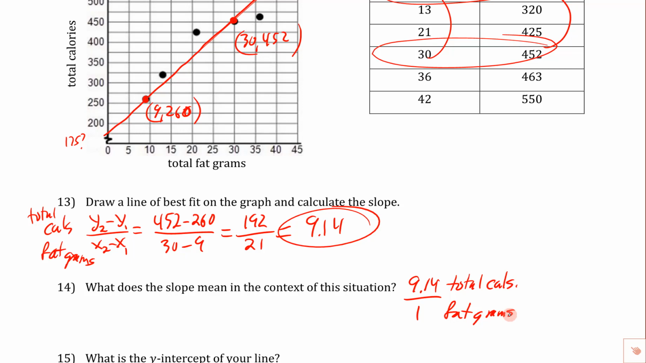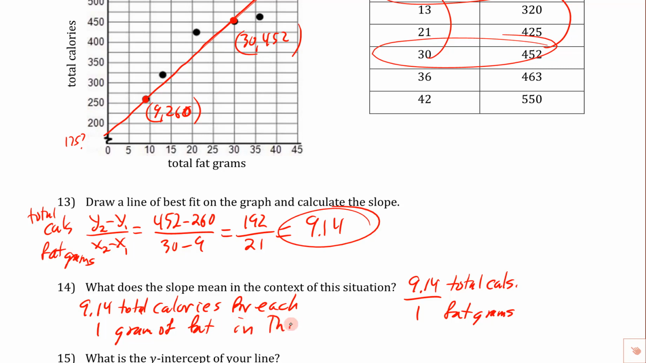So what does this mean? If we've got 9.14 total calories for every 1 gram of fat in the food at these fast food restaurants, we just kind of have to say that. There are 9.14 total calories for each 1 gram of fat in this fast food.